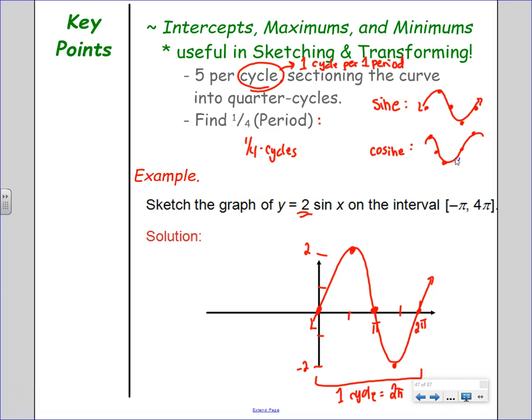Now, what was the one transformation that we looked at on Friday to a sine or cosine? This one's a sine. What's this 2 do?